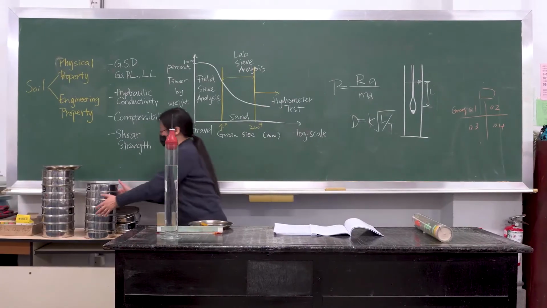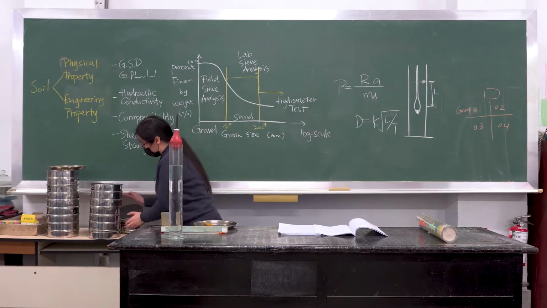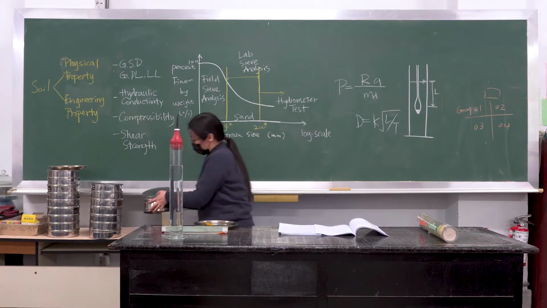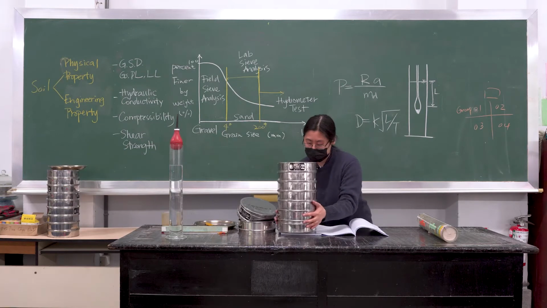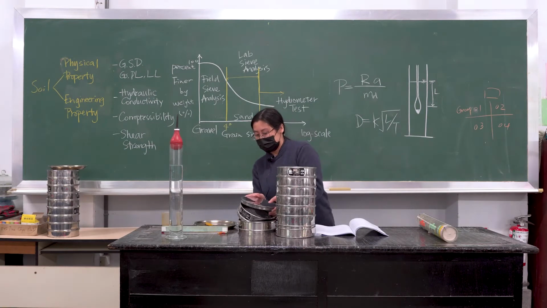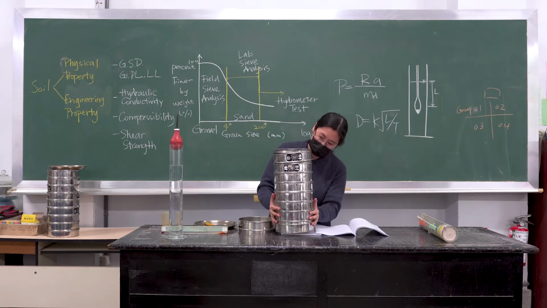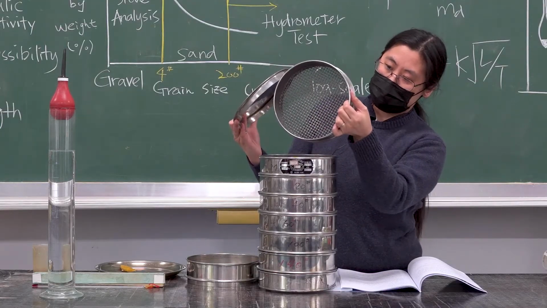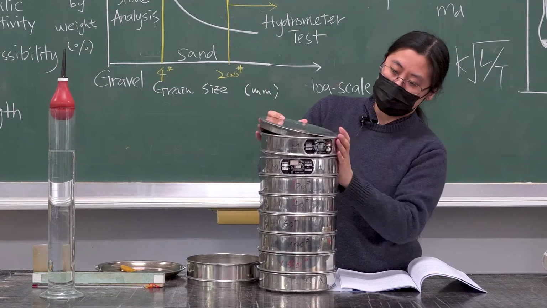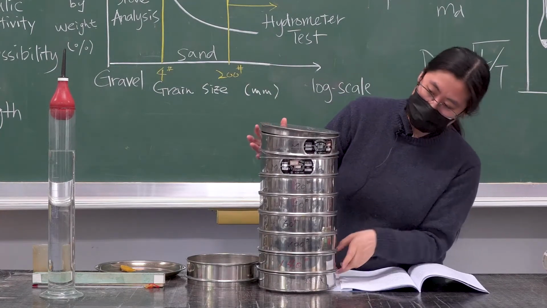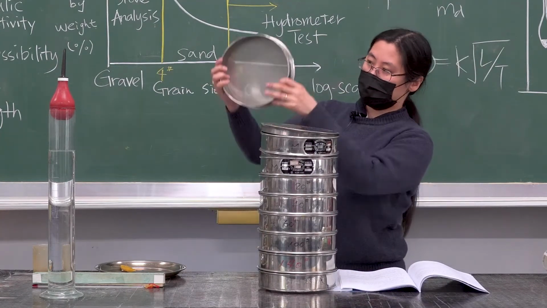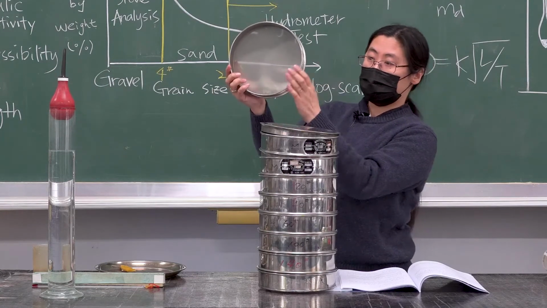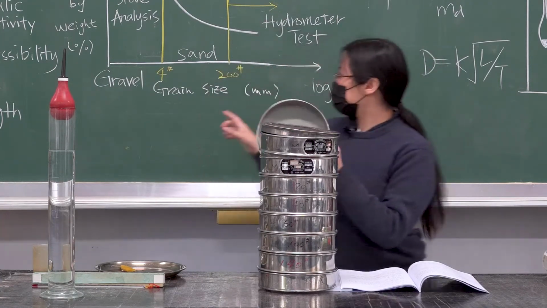Before we move on to the hydrometer test, let's look at the sieves that we're going to use. This is a set of sieves. They should be arranged in this order, meaning that the one at the top has the largest opening. The one at the bottom has the smallest opening. For example, this is the number 200 sieve, which is indicated here.